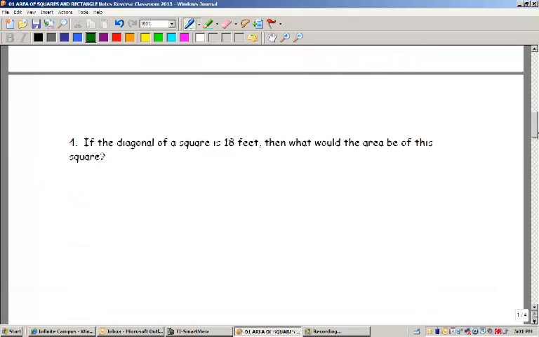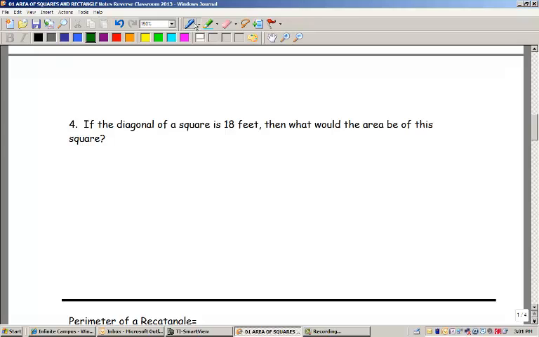The last example we're going to do with squares is, again, going to work with the diagonal. It says if the diagonal of a square is 18 feet, then what's the area of this square? So again, ask yourself the two questions. What is given? The diagonal. What am I trying to find? I'm trying to find the area.